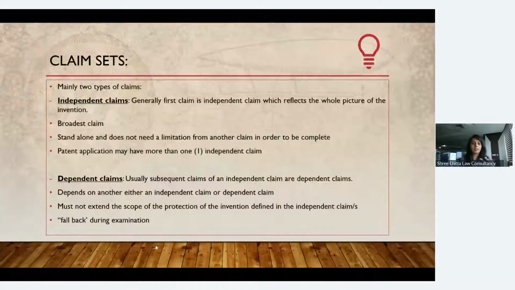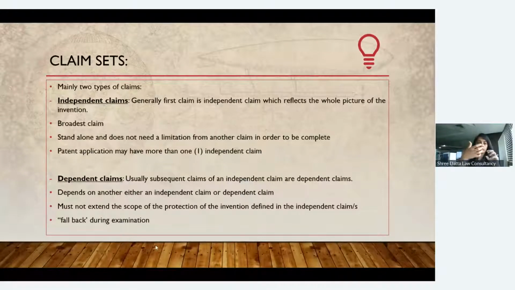Now, claim sets. As I have told, there are two types of claims: independent claims and dependent claims. Independent claims are generally the first claim, which covers the whole picture of the invention. That is a broad claim. It is standalone and does not need limitation from any other claims. Generally, we keep the independent claims broad, adding every feature of the invention in that. After that, those features are given narrowly, in detail, in the dependent claims. If you want to add narrower details into the independent claim, that can be possible.